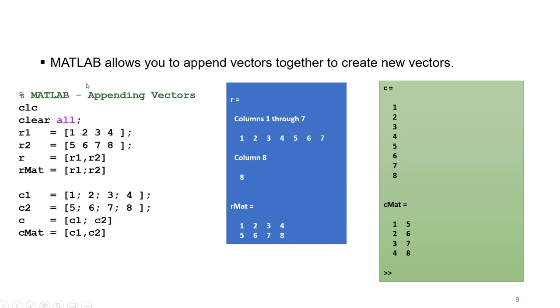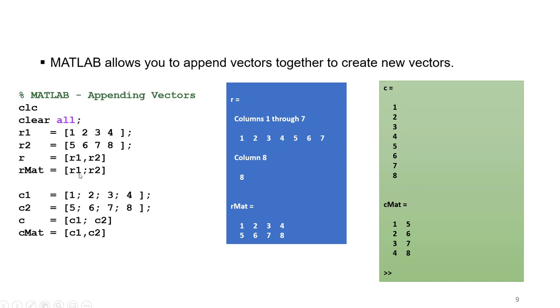What does this mean? It means if you have a vector R1, which consists of 1, 2, 3, 4, and you have R2, which consists of 5, 6, 7, 8, then you can concatenate the vectors one after the other. So the R here will consist of 1, 2, 3, 4, and then 5, 6, 7, 8. So the 1 times 4 vector will become a 1 times 8 vector.